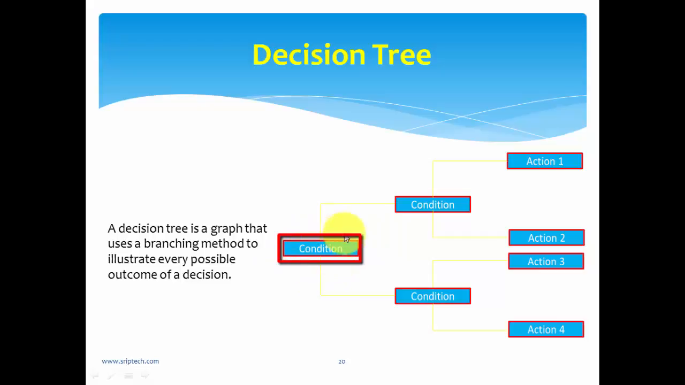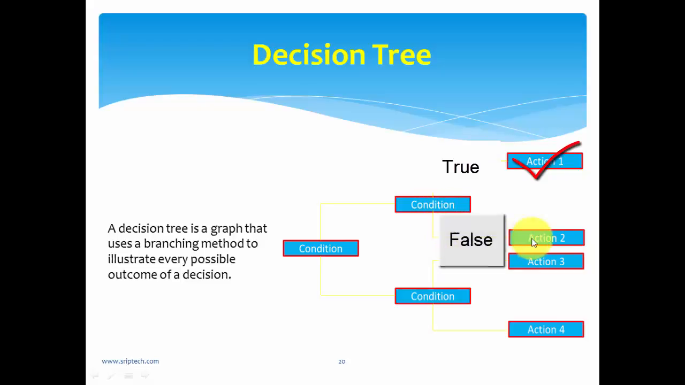Now based upon the output of this particular condition, I am going to check for two conditions here, which is actually shown here, this condition and this condition. If this condition evaluates to true, I will take this action. If this condition evaluates to false, I will take this action, that is action 2. If the condition evaluates to true, I will take action 3, and if the condition evaluates to false, I will take action 4. Now this type of evaluating the conditions and taking relevant actions is called a decision tree.